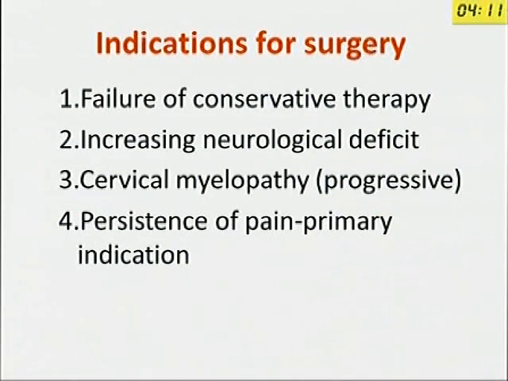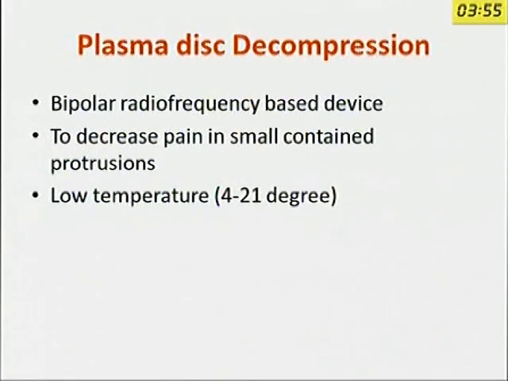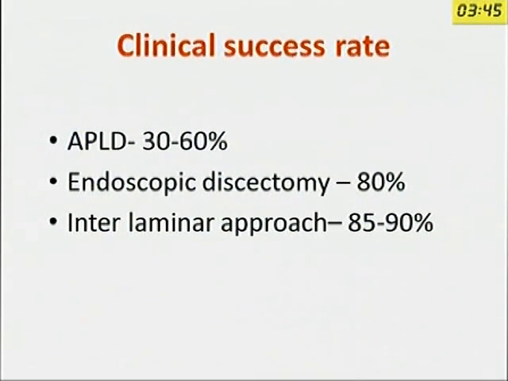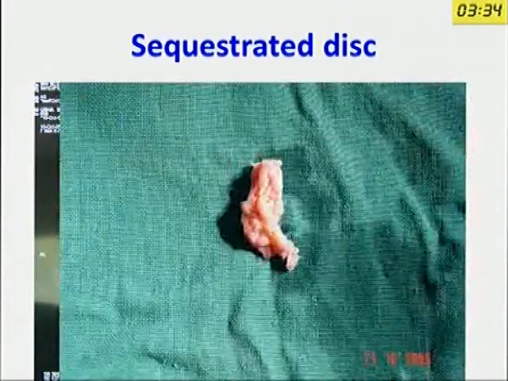And the indications for surgery: the primary indication is persistence of pain, then failure of conservative treatment, increasing neurological deficit, cervical myelopathy, and a lot of options for surgical treatment, interlaminar, intradiscal, posterolateral, all these. And it's hard to know which is the best one. But there are studies that I will show you at the end of the deliberation. And plasma disc decompression, and the clinical success rate reported is, for endoscopic discectomy, about 80%, and the interlaminar approach is the best one, 85 to 90%. This is an example of a sequestrated disc. This was the fragment.